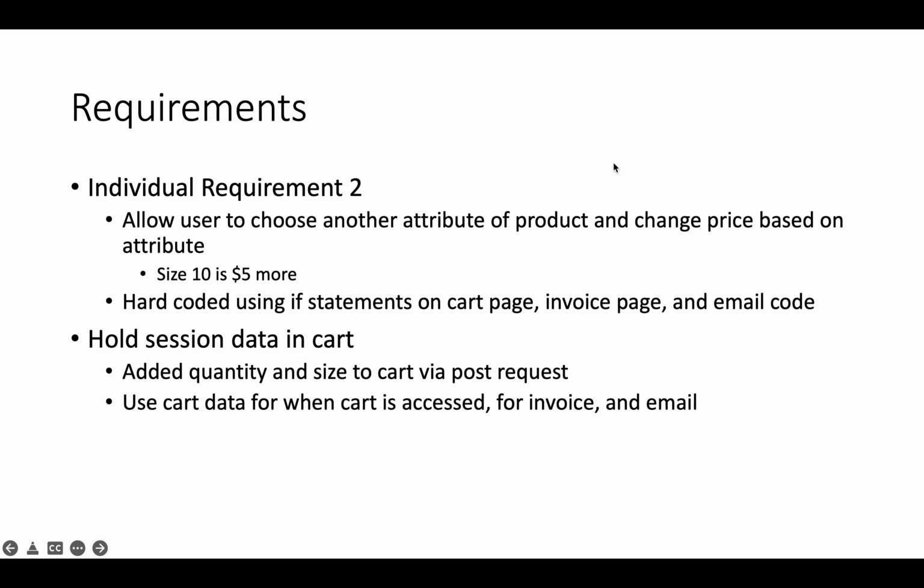So my individual requirement 2, IR2, was to allow a user to choose another attribute of the product and change the price based on this attribute. I chose to do size. So if the customer chooses size 10, it'd be $5 more. I hard coded this using if statements on the cart page, invoice page, and for the email code as well.